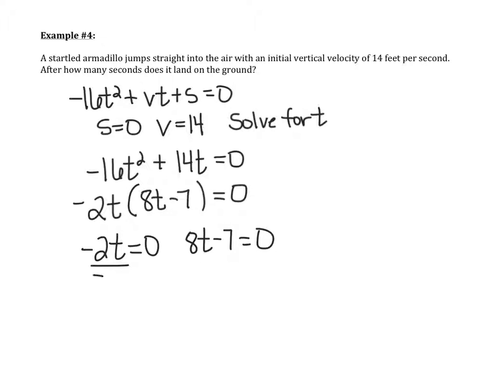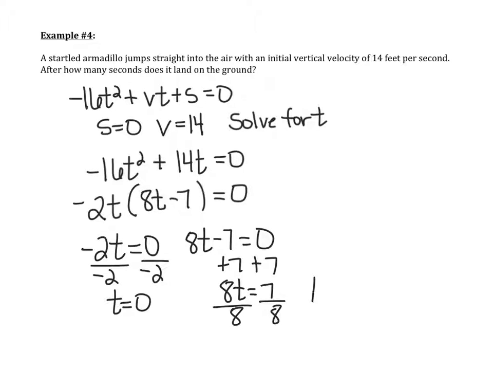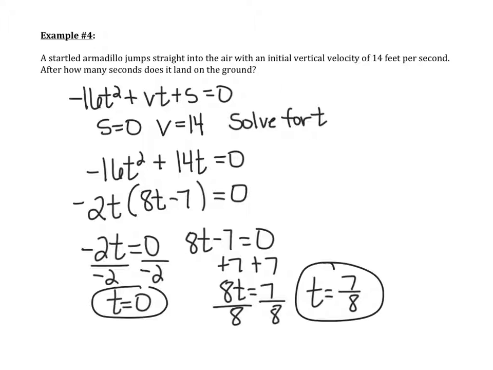So the first part, I would divide both sides by negative 2, and t would equal 0. My second part, I would add 7 to both sides. So I'd have 8t equals 7, and then divide both sides by 8. So then t would equal 7/8. So think about the question that we were being asked. It says, after how many seconds does it land on the ground? So we got two answers, t equals 0 and t equals 7/8.